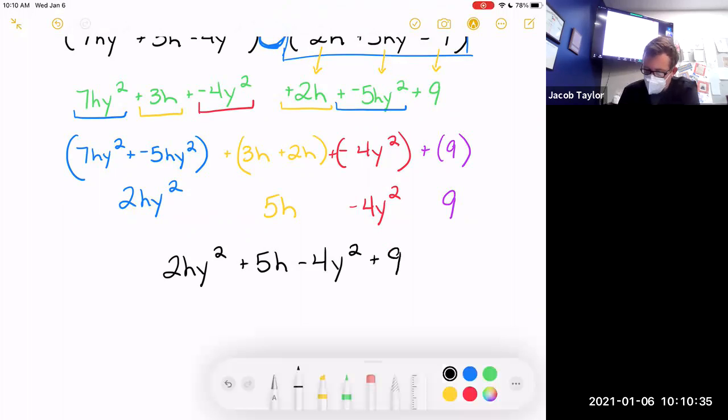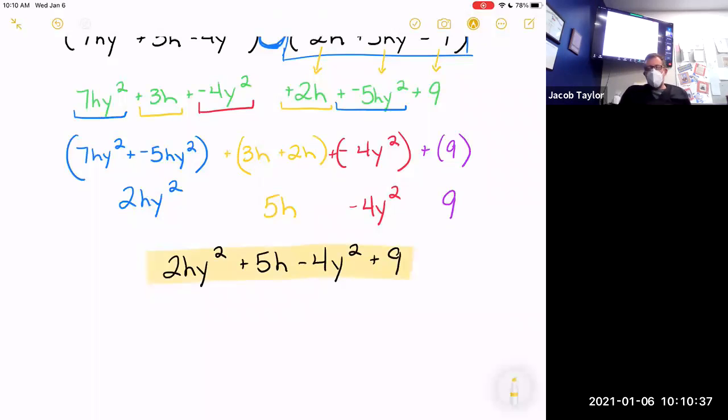And I like this for the answer. What Shelby's asking, if you're not following along, is instead of writing plus negative 4y squared, could I write minus 4y squared? And the answer is yes, absolutely. You can and you should. I don't get it, Sierra. I think she meant to type the question mark, but she forgot to shift it.